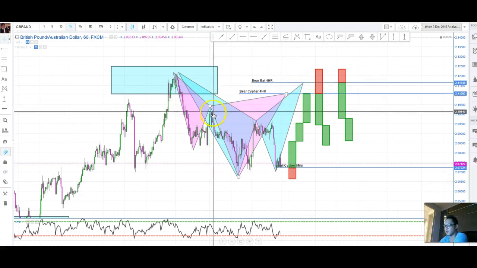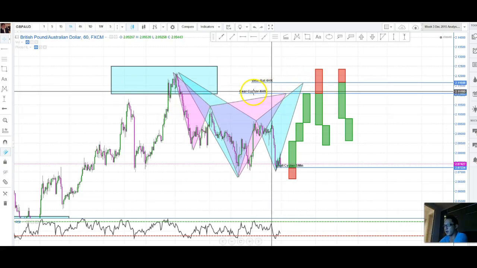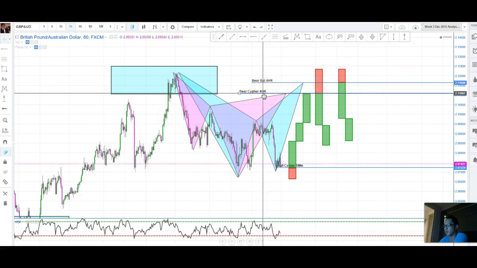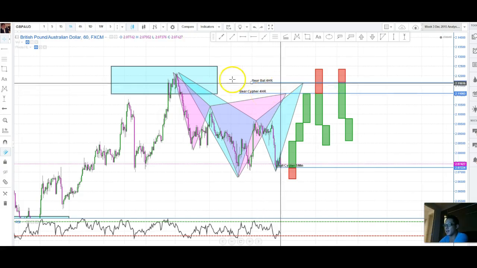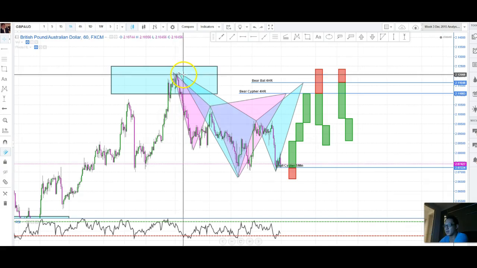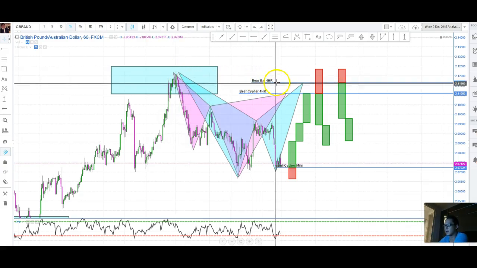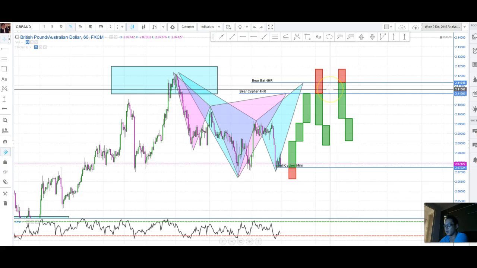Because when I first drew this, I've got the cipher pattern. I had the entry around here, right? But then I was like, well, I don't really want to enter there. I'd like to enter here, right, because that's a good structure level to enter, right? I'd rather enter there and I'll get the better risk to reward, right?